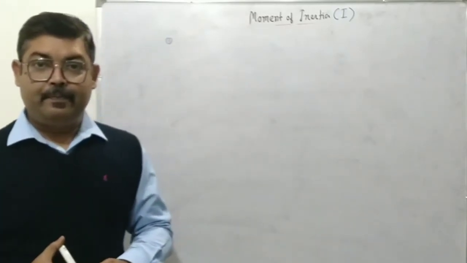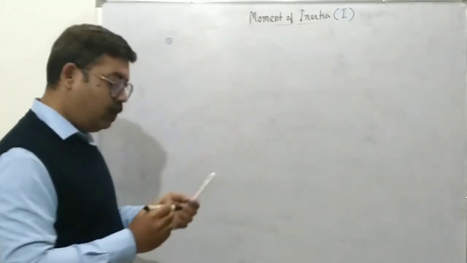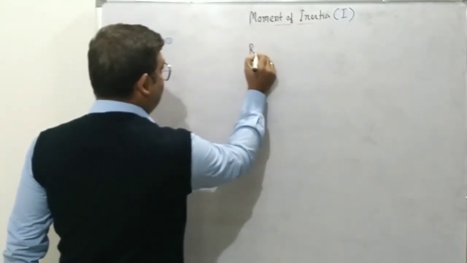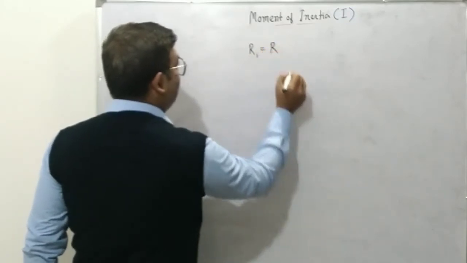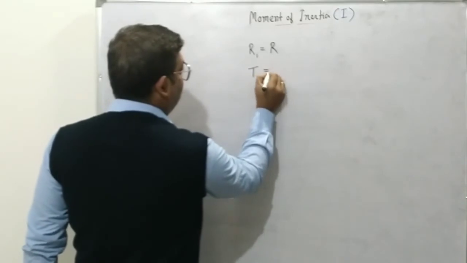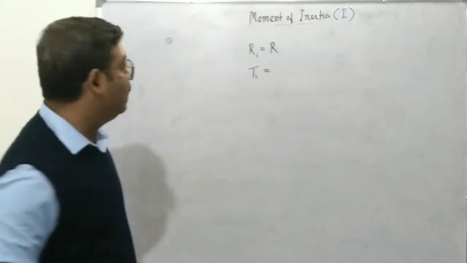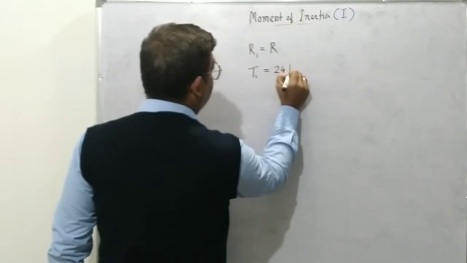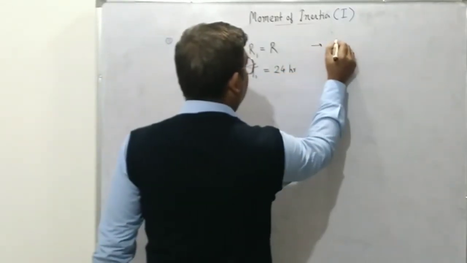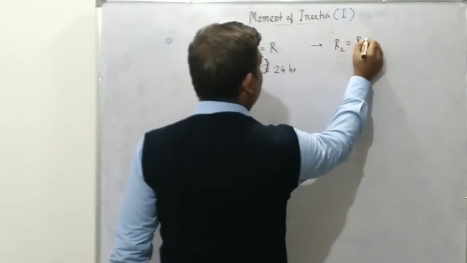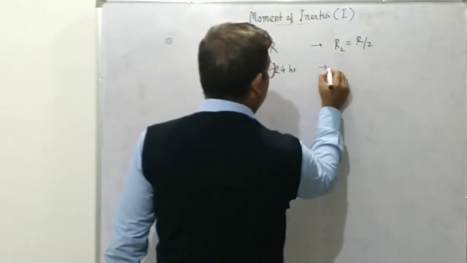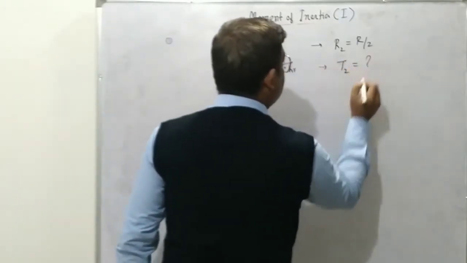Okay, so first of all we need to notice, let's say the current radius of Earth is R, and the current duration of day is 24 hours, that we know. It says that if R2 becomes R by 2 without any outside intervention, then what will be T2? That is the question.